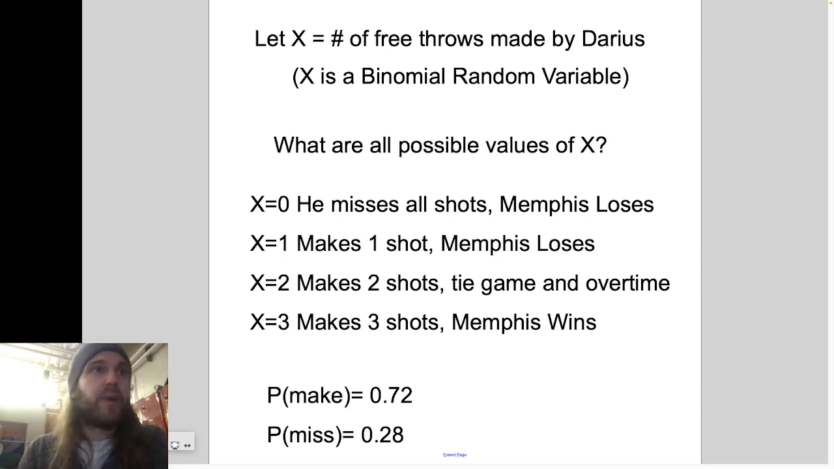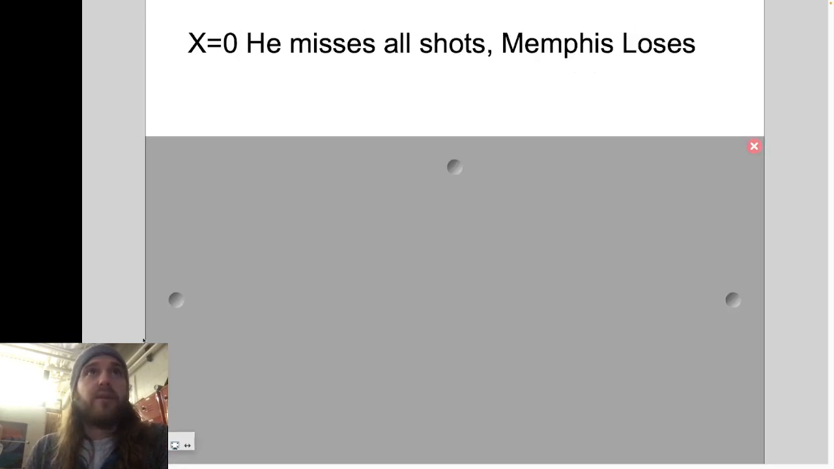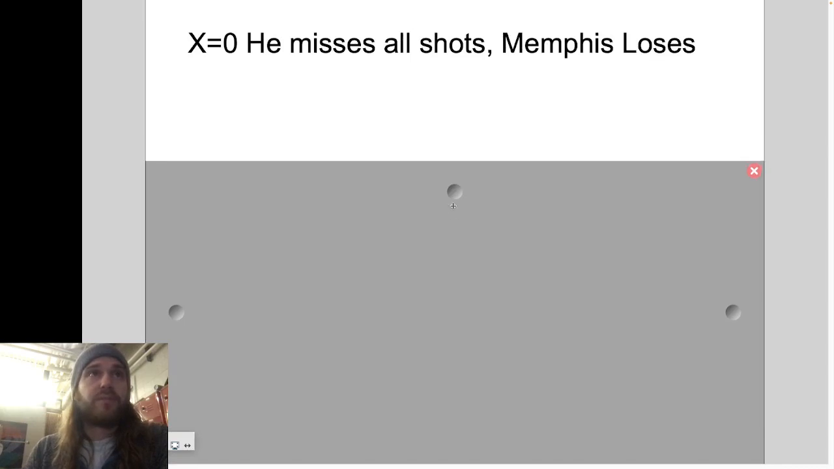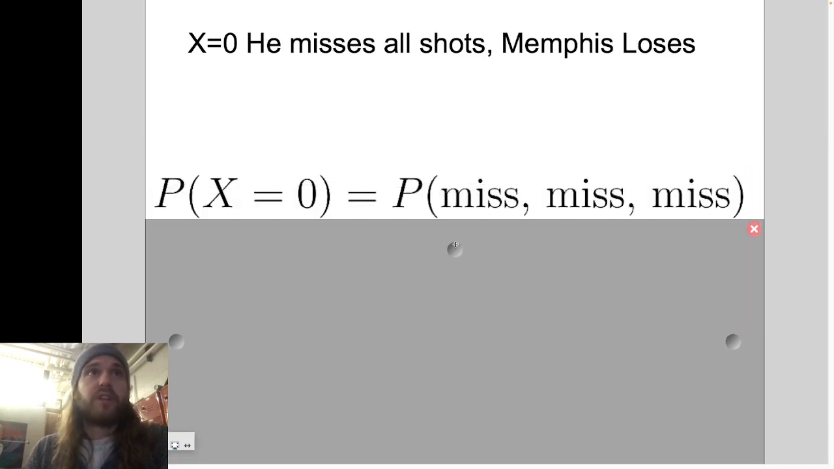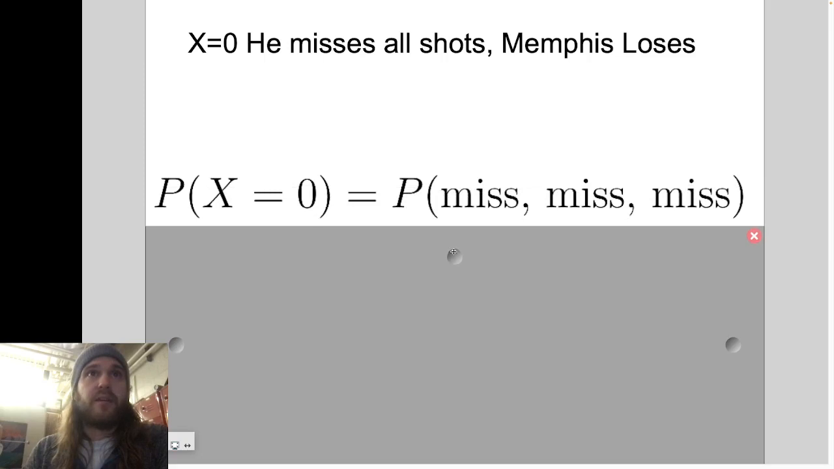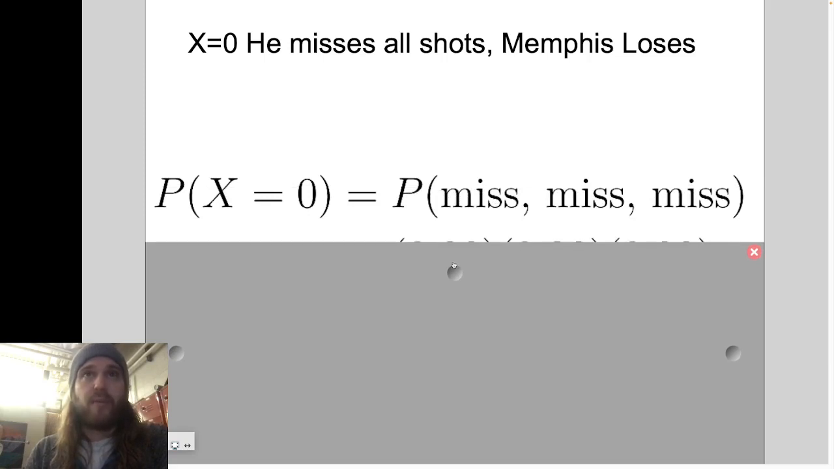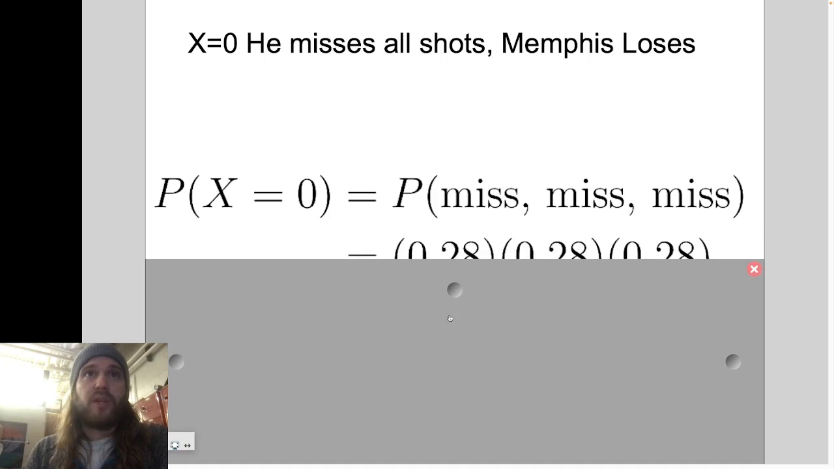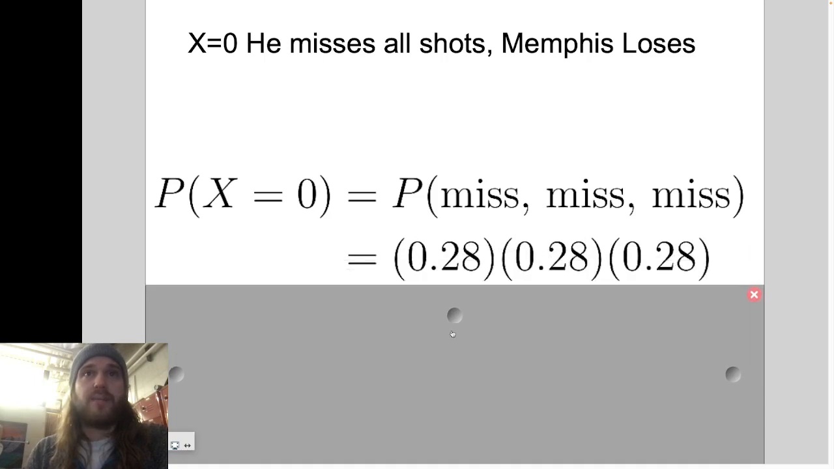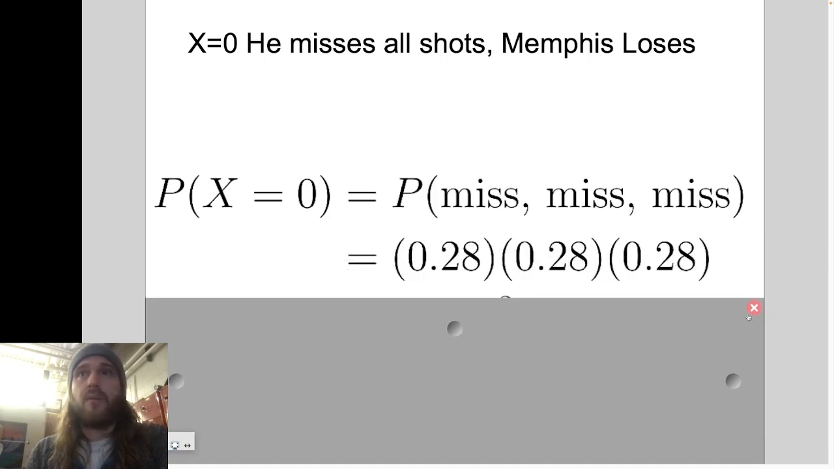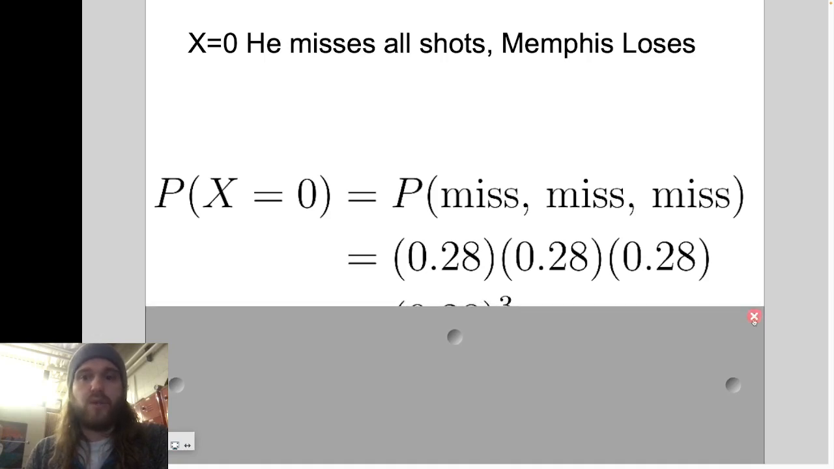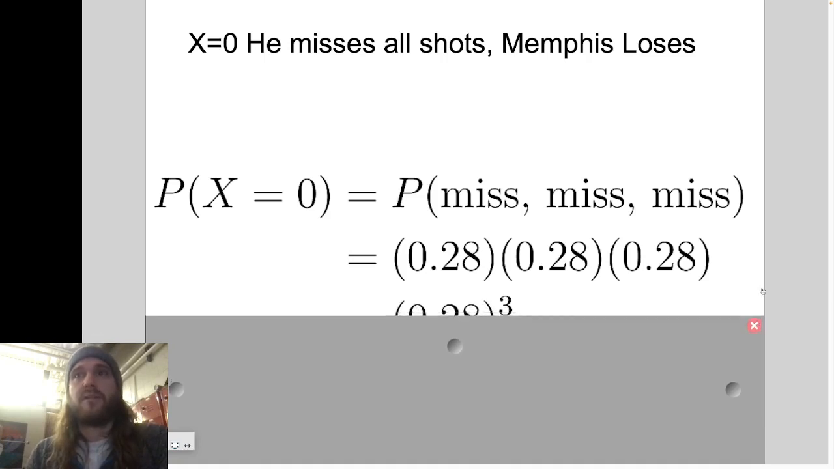Let's do that. We have the skills to be able to do this, so just work along with me. What is the probability that he misses all of his shots and Memphis loses? Probability-wise, that's the probability x equals 0, which is the probability of a miss, and a miss, and a miss. What's the probability of a miss? It's 0.28. We're assuming each one is independent of the next. So this is going to be 0.28 times 0.28 times 0.28.